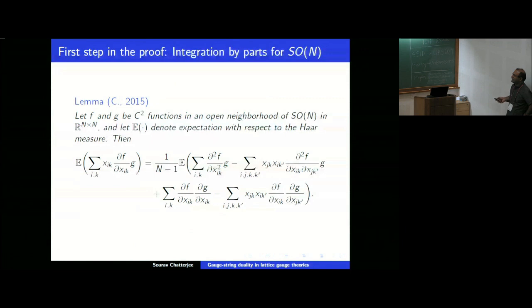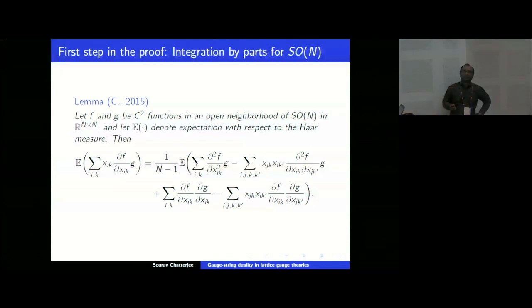Here's a little equation, which I stated here, but it's known. These are the Schwinger-Dyson equations. Suppose you consider SON as a submanifold of R^(n×n), embedded in R^(n×n), so all n by n matrices. Let f and g be C2 functions in an open neighborhood. The arguments of f and g are in extrinsic coordinates, so when I say ∂f/∂x_ik, it's in extrinsic coordinates.